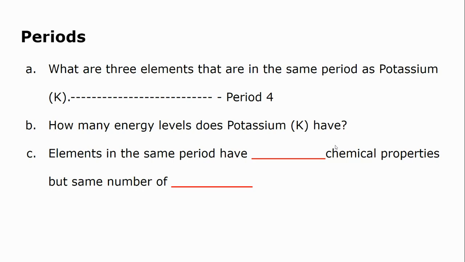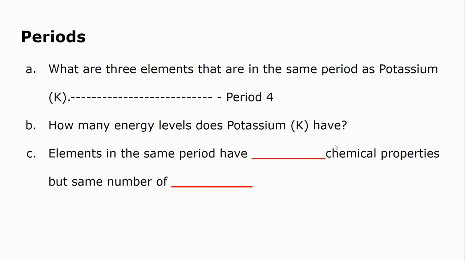Okay, let's talk about periods. Periods have to do with the numbers that are on the left-hand side of the periodic table, and it refers to the rows, the elements that are in the rows going across. And it means that those have the same number of energy rings around the nucleus.